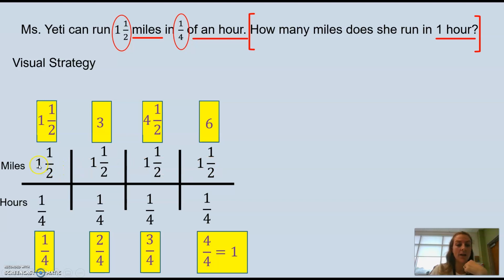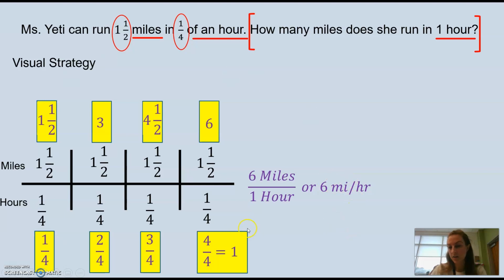Now, if you wanted, you could set up this information and add them at the end. I personally would add the wholes, 1, 2, 3, 4 whole, and then a half makes another, or a 5th whole, and 2 halves makes another for 6 whole miles, or you could add them as you go. So we get 6 miles in total from 1 hour of running, or 6 miles per hour.